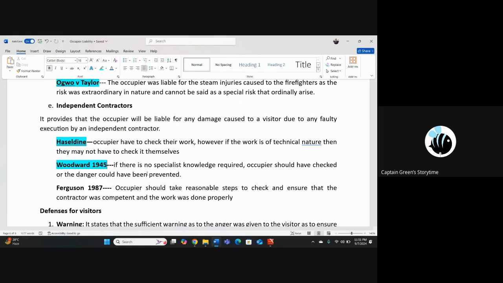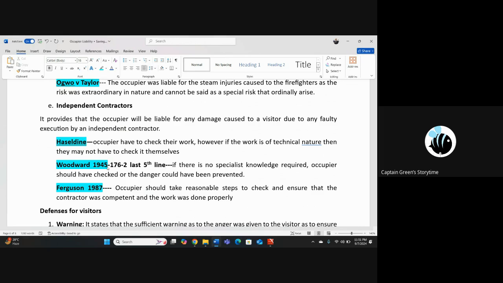Okay. Moving on to the case of Ferguson 1987. You can find these facts of Woodward 1945 in the module guide, page 176, paragraph 2, last fifth line.